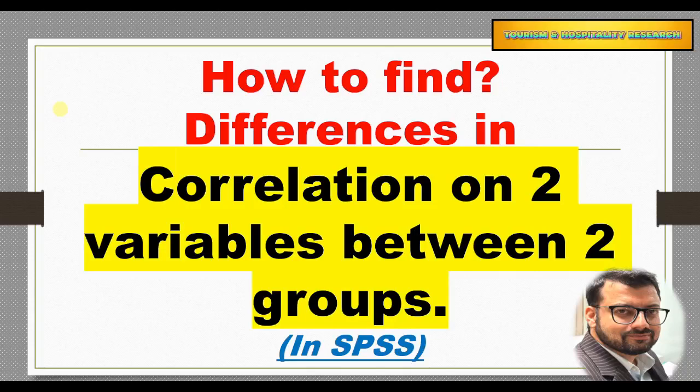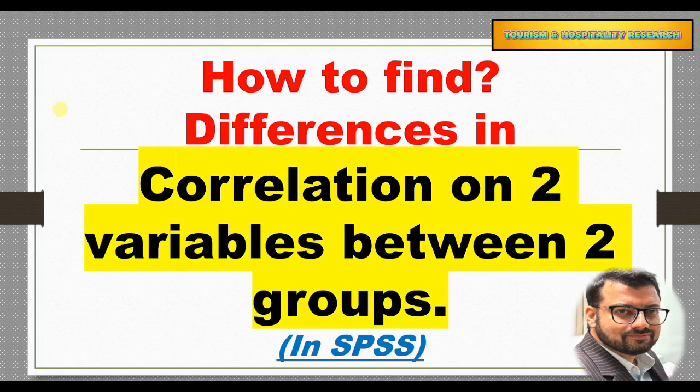In today's session of Tourism and Hospitality Research, I'm going to discuss how to find out the differences in correlation on two variables between two groups. That means these two groups are divided on the basis of category. It's a categorical variable which might have two groups in it. For example, gender. Gender, which is a categorical variable, has two groups, male and female.